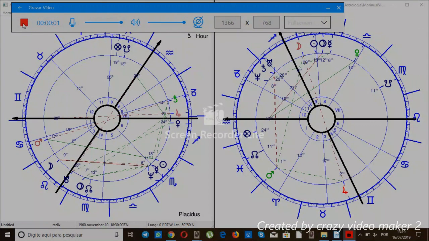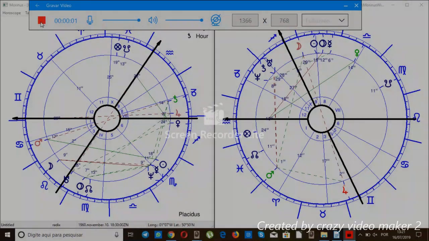Hello everyone, this is another video about Neil Gaiman's chart. I'll just have a quick look at his solar return for the first publishing of the first Sandman issue. I do mean a quick look. I'm not going to judge it in depth, and if this was a client's chart, a customer.